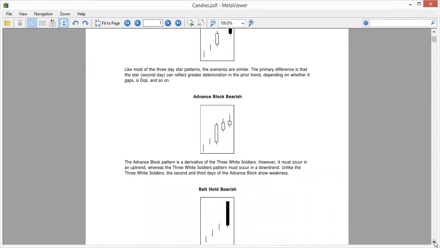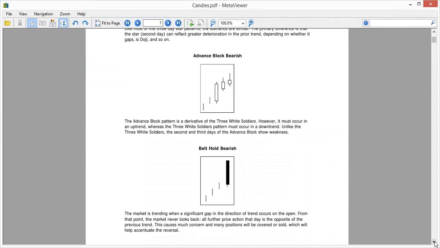And our next formation is advanced block bearish. The advanced block pattern is a derivative of the 3 white soldiers. The 3 white soldiers is a pattern that consists of 3 consecutive long body candlesticks that have closed higher than the previous day. However, the advanced block must occur in an uptrend, whereas the 3 white soldiers pattern must occur in a downtrend. Unlike the 3 white soldiers, the second and third days of the advanced block show a weakness.